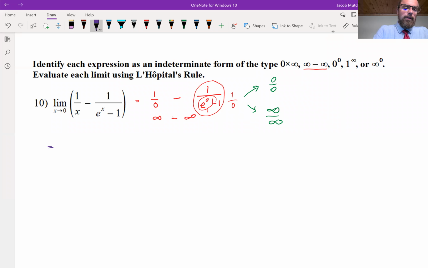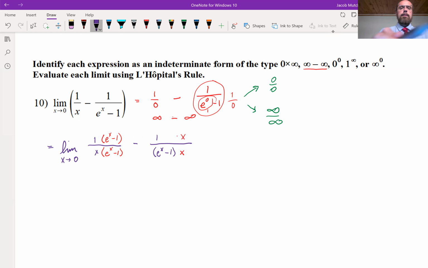So this equals the limit as x approaches 0. And I want to get my denominators the same. So this is going to be 1 over x minus 1 over e to the power of x minus 1. So I want to swap denominators. I'll multiply the first fraction by e to the power of x minus 1 above and below. I'll do the same on the second fraction with the x.